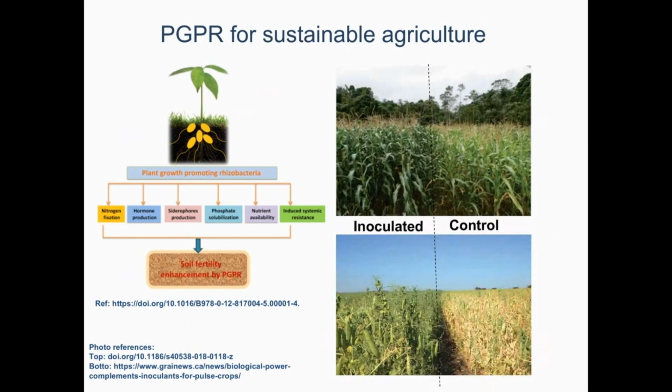Here I'm showing you two examples. On the top is a field of corn or maize. On the left-hand side, they've been inoculated by a PGPR, and you can see that the plants are greener and taller and look healthier. On the bottom image, these are pea plants that were inoculated as well, and you can see obviously that the inoculated plants look healthier than the non-inoculated one.